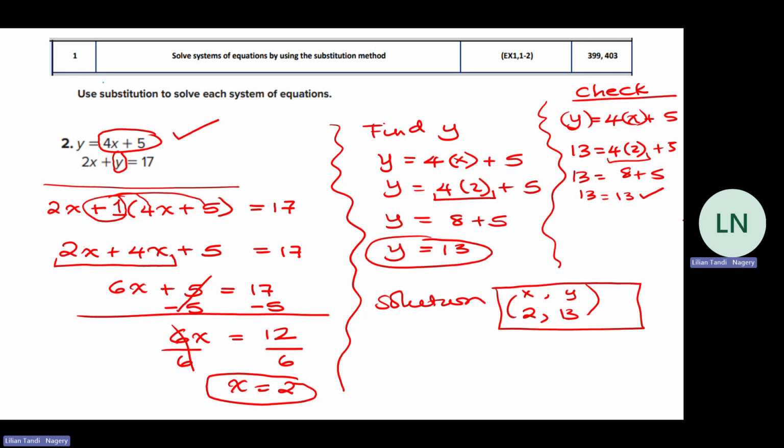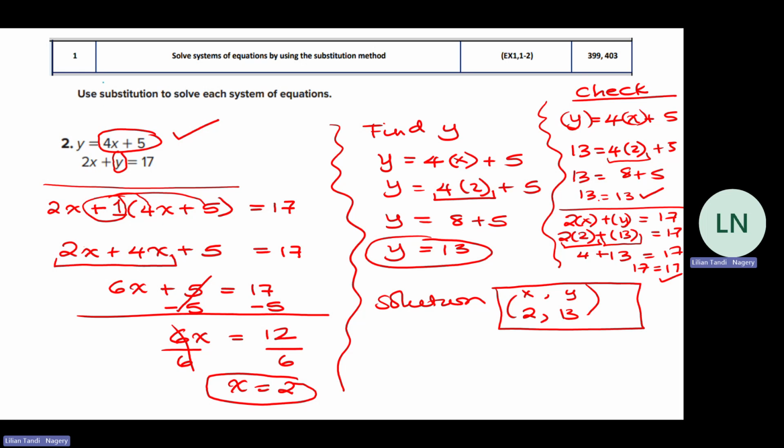Okay. Now on to the second equation. I want to check my second equation. I have 2 parentheses x plus parentheses y equals 17. 2 times 2 plus parentheses 13 equals 17. This is 4 because it's 2 times 2. And this is positive 13 equals 17, and 17 equals 17.